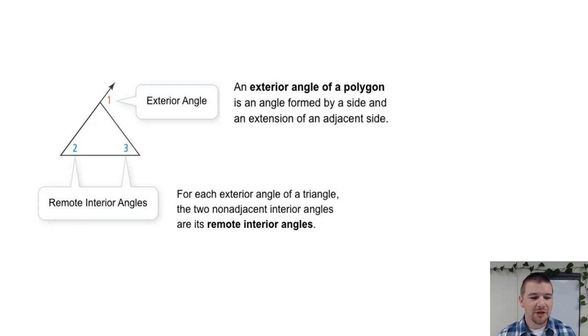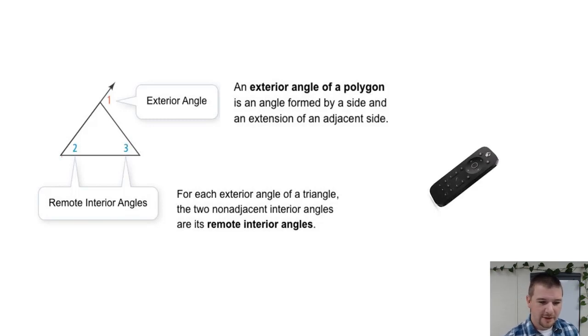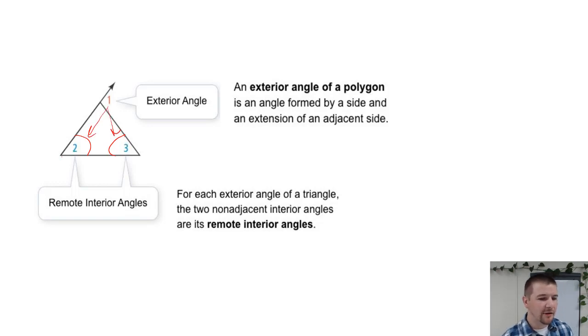And then we have remote interior angles. So I'll read about those and then we'll look at the example. For each exterior angle of a triangle, the two non-adjacent interior angles are its remote interior angles. So if you think about the word remote, it can mean from afar or from a long ways away. A remote control for your TV, you can control it from your couch. So these are the remote interior angles. That helps me identify them. They're the ones that are the farthest away from the exterior angle. So relative to angle 1, angles 2 and 3 are the remote interior angles.